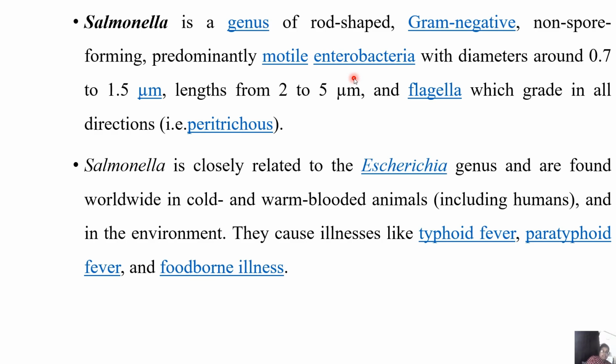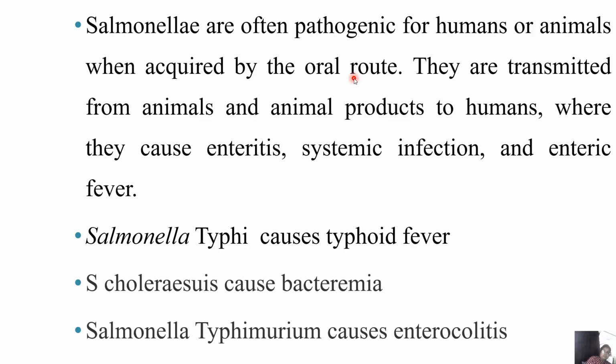A little bit of background on Salmonella also. It's a genus of rod-shaped, gram-negative, non-spore forming, predominantly motile enterobacteria with diameters around 0.7 to 1.5 micron, lengths from 2 to 5 micron, and flagella which grade in all directions. Salmonella is closely related to the Escherichia genus and is found worldwide in cold and warm-blooded animals, including humans, and in the environment. They cause illnesses like typhoid fever, paratyphoid fever, and foodborne illness.